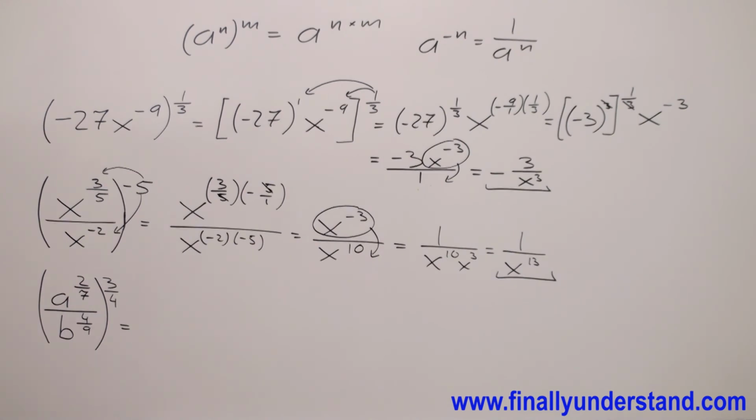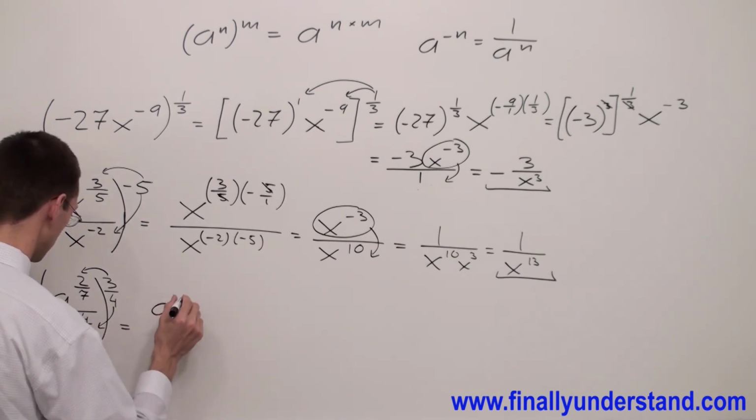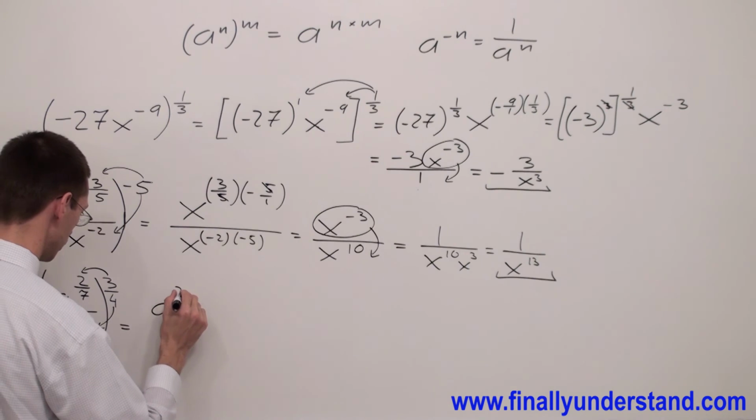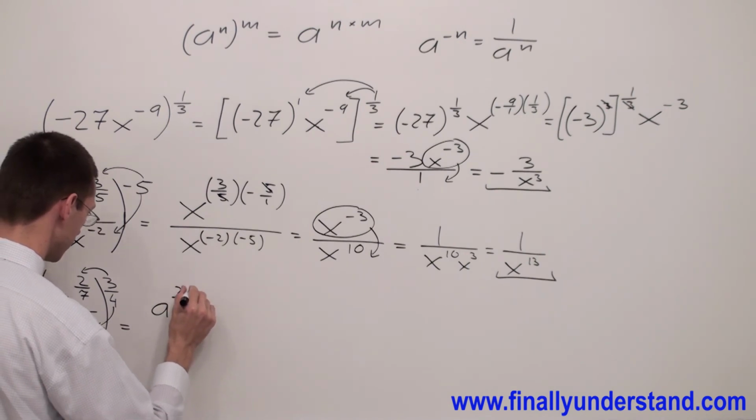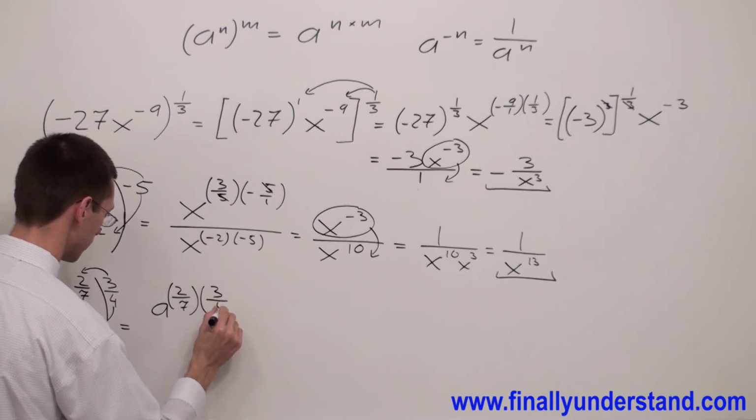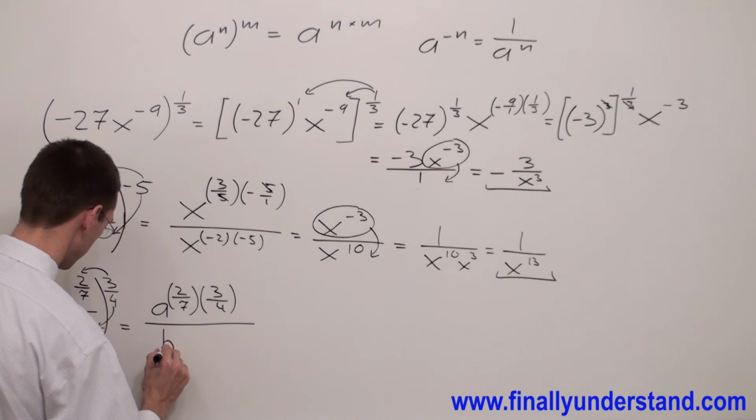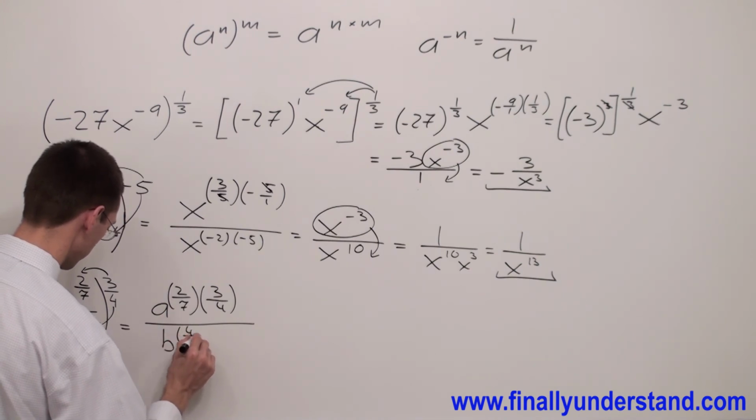Next, what I have to do first is multiply the external exponent by every single internal exponent. So I'm going to have a to the 2 over 7 times 3 over 4, over b to the 4 over 9 times 3 over 4.